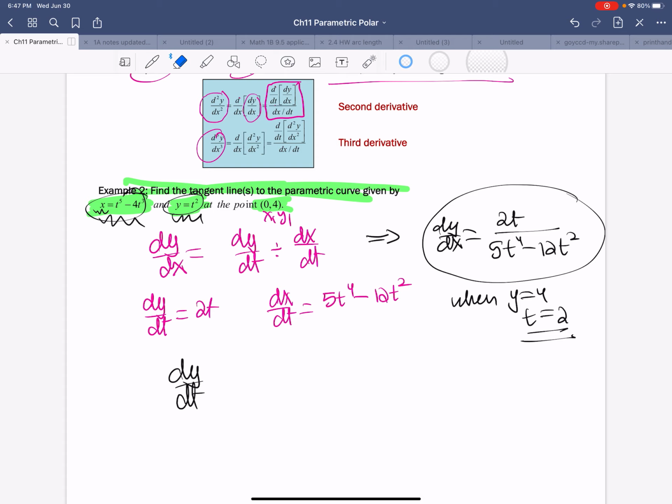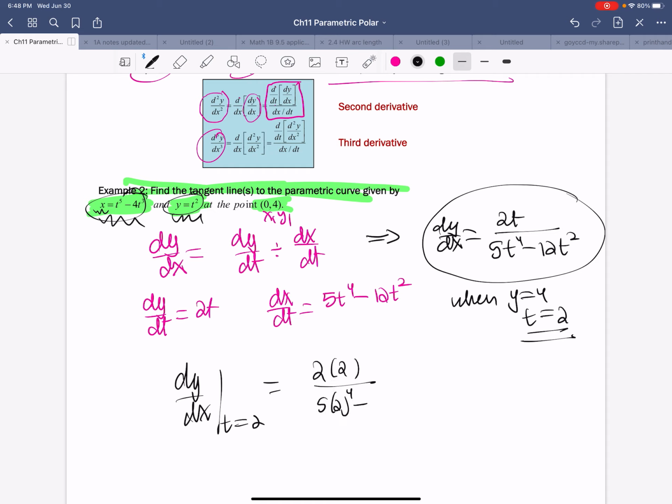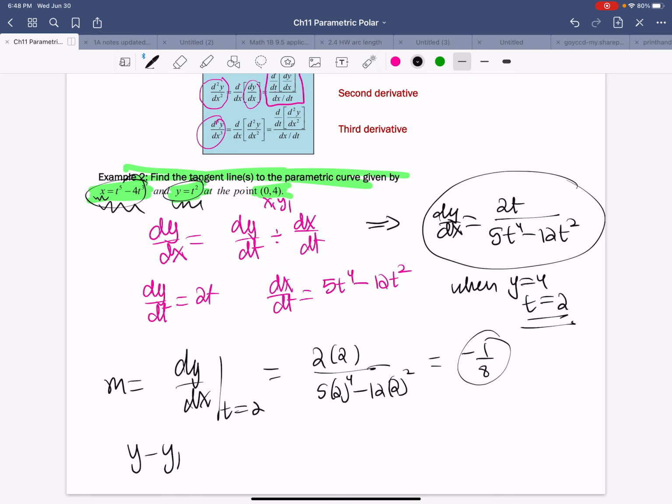dy/dx when t is equal to 2 is going to be 2 times 2 over 5 times 2 to the fourth power minus 12 times 2 to the second power. Let's see, what does that turn out to be? Using a calculator, that's going to be negative 1/8. That is my slope of the tangent line. Once we know the slope of the tangent line, it's not difficult to write the equation of the tangent line. Always label what you're writing.